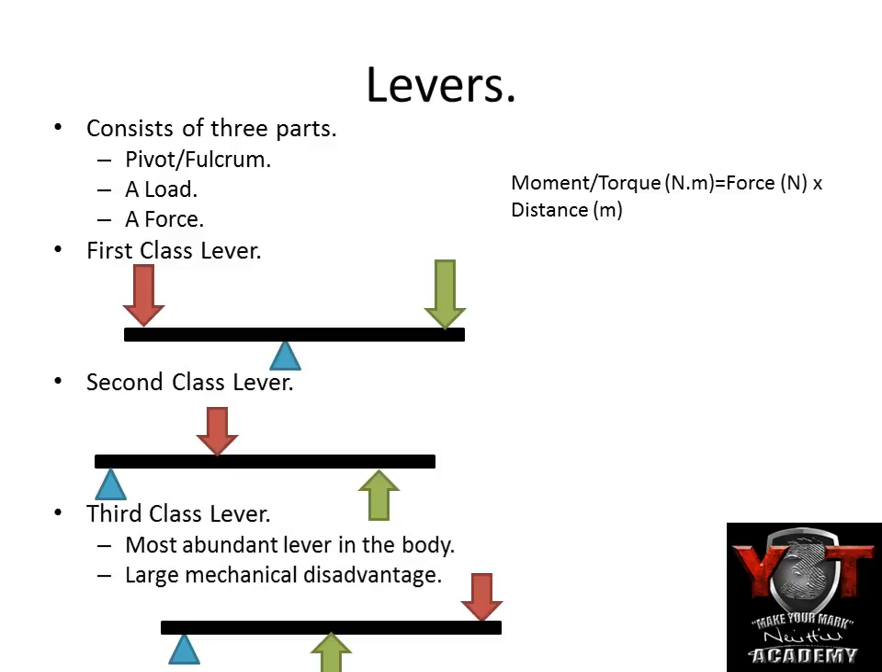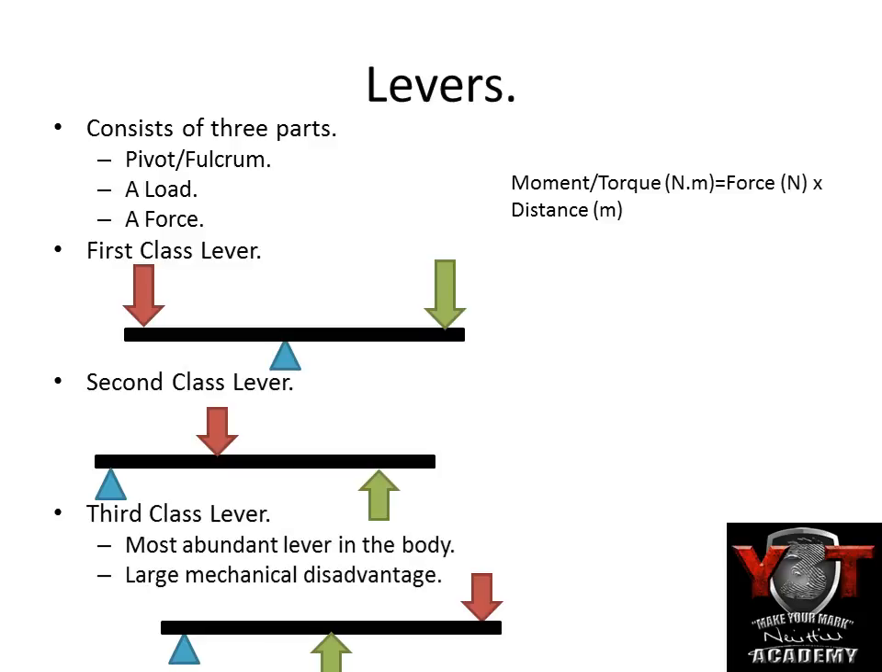So a lever consists of 3 parts. We've got a pivot or a fulcrum. Like I said, in the body that would be a joint, and in this diagram we've got a little blue thing denoting a pivot. We've got a load. Typically, a load is something that we want to overcome, so that would be an external force. And then we have a force which we use to move that load.